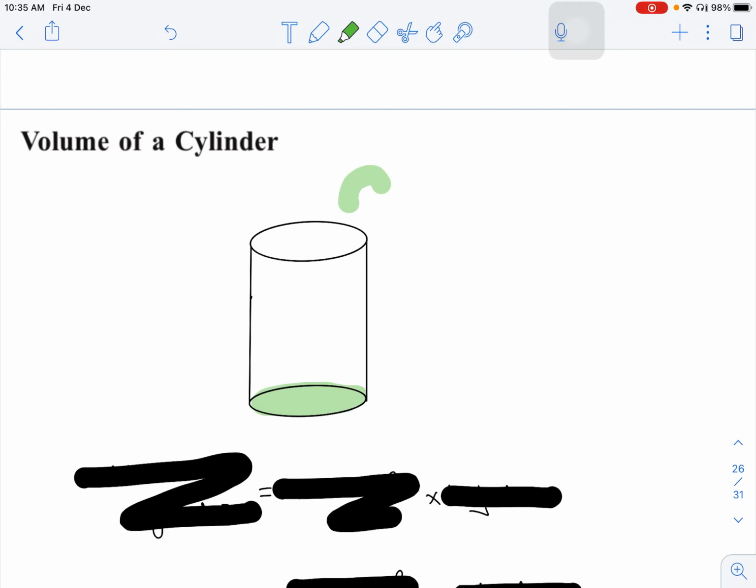Now what is this base part? It is nothing but a circle. After that, if you go on filling more water, it will slowly rise upwards, and we can say that now it is covering a certain height.